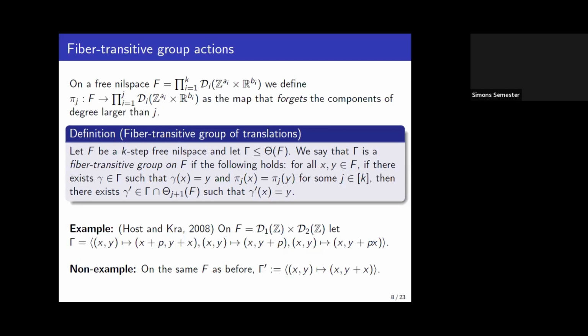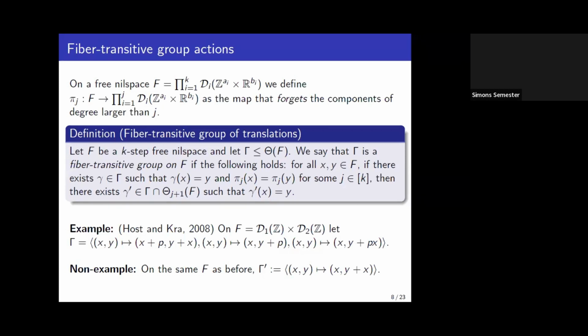And it says the following. A group gamma, we are going to call it fiber transitive if it satisfies the following. Given any pair of points in the free nil space, imagine that you can go from one to the other using an element of this group gamma, so gamma x equals y. And then also suppose that by some chance, these two points lie in the same fiber, so you haven't moved at all in terms of the pi_j factors. Then this fiber transitive definition means precisely that there exists some gamma prime in gamma, but also of the correct height, height j plus 1, such that it moves x to y.